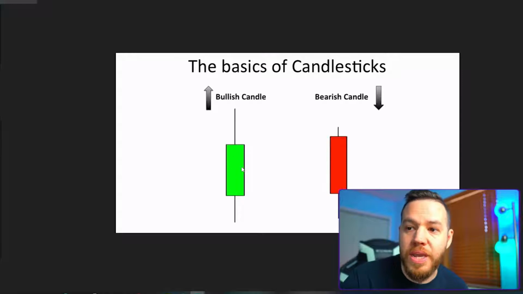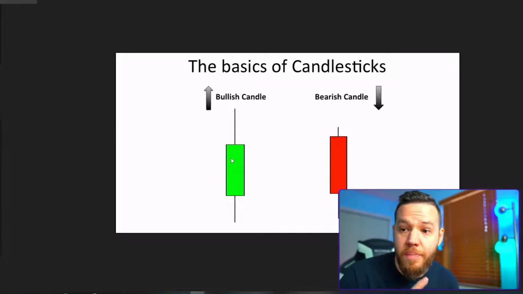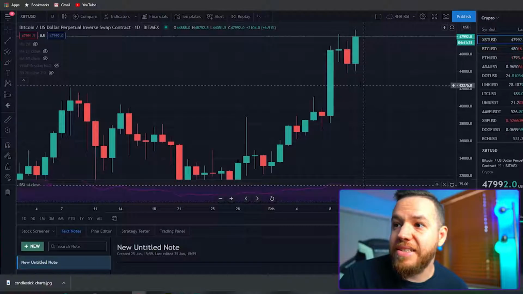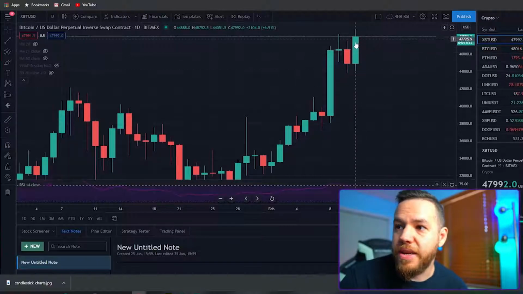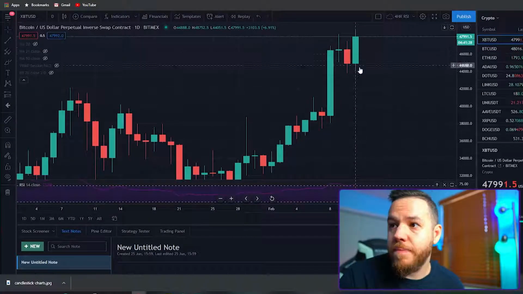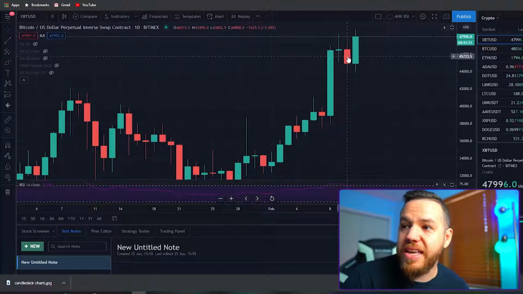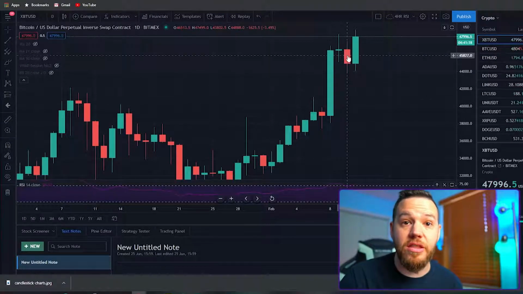So remember, green is bullish, red is bearish. Green means the price went up, bearish means the price went down. So looking at our example here, this is a 1-day candle. It represents today, and you can see it's green. So that means that the price has gone up. This is the real body. Now, if you look at yesterday's candle, it's red. That means that this is a bearish candle, and it means that yesterday the price went down.